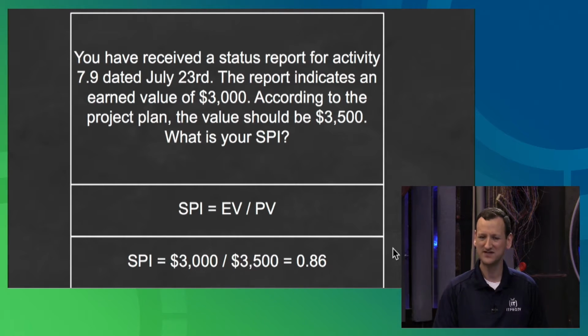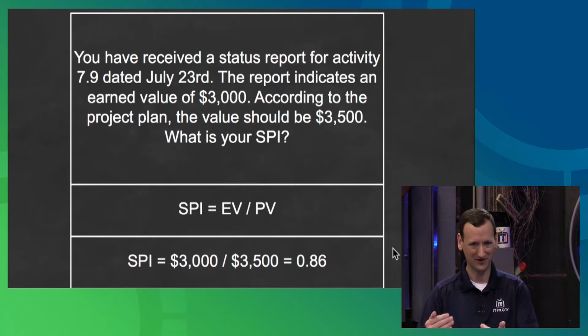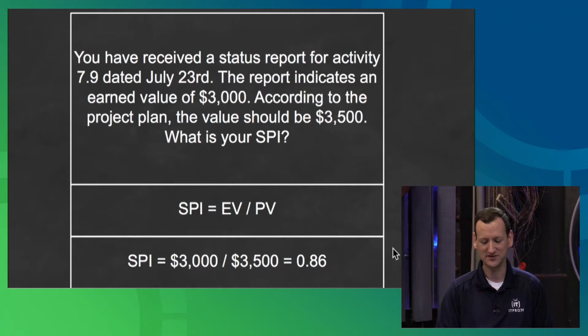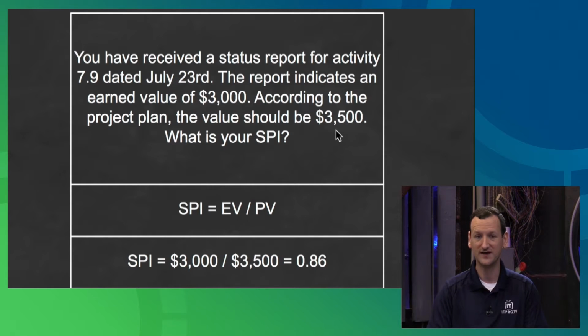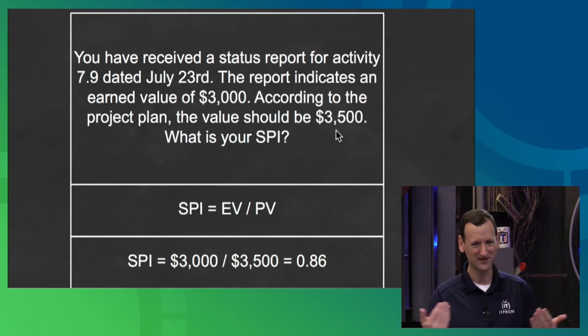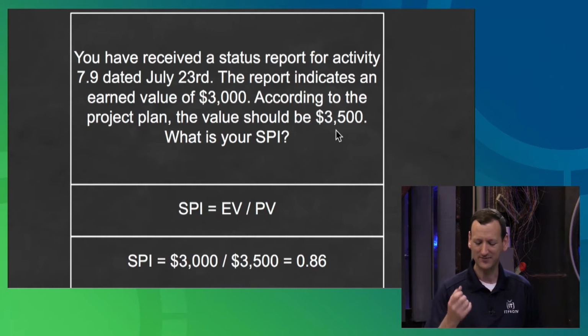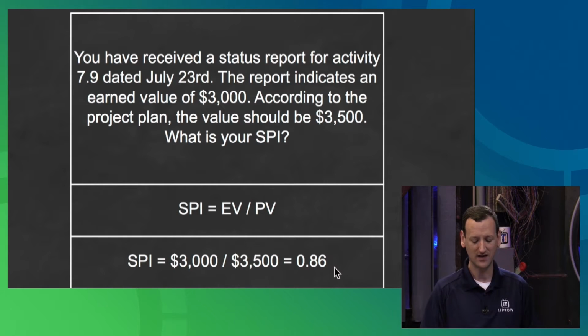And remember what we said, if it's below 1, then we're behind, and if it's above 1, then we're ahead. In this case, I've got 0.86. I've got an earned value of $3,000. I was supposed to have earned $3,500. I already knew I was behind. I just didn't know how bad. Let's put it into perspective, right? If you tell me I'm $500 behind, that doesn't necessarily mean anything. But I can see that 1 minus 0.86 would be 0.14, or 14%. I'm 14% behind.